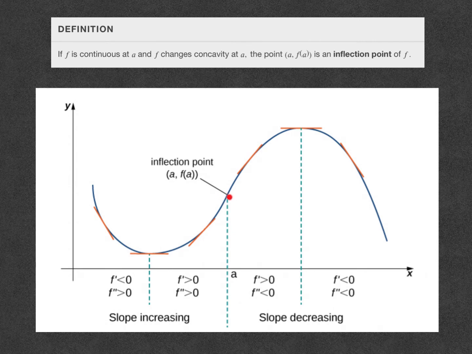Okay, so here is an inflection point. The reason it's an inflection point is because I'm concave upward like a bowl right there. I'm concave downward like an upside down bowl right there. And at this point right here, a comma f of a, the graph changes concavity from the derivative increasing to, after that point, the derivative decreasing. All right, so that's called an inflection point.